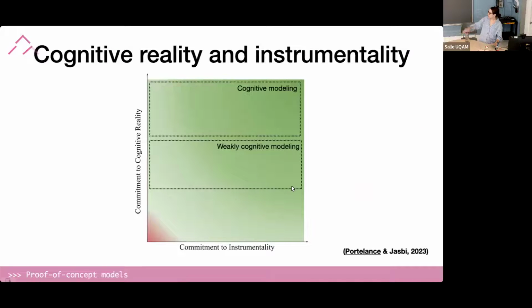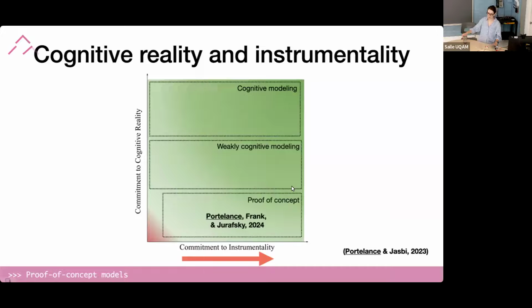So in this case, we did not make any really commitments to cognitive realism in our model, right? It was really more about instrumentality, and showing what was in theory possible, in practice possible with models, and in theory possible with people. So this is more of a proof of concept approach. All right. Now, proofs of concept definitely have their limitations, though they're still really interesting.